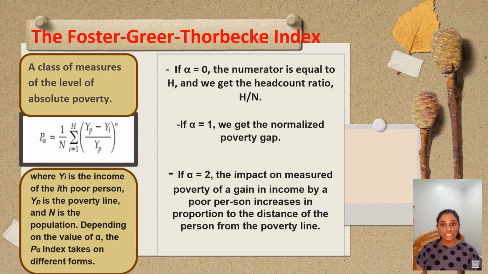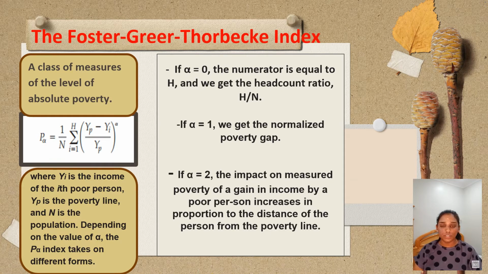A well-known poverty index that in certain forms satisfies all four criteria is the Foster-Greer-Thorbecke FGT index, often called the PA class of poverty measures. Foster-Greer-Thorbecke FGT is an index of a class of measures of the level of absolute poverty. The PA index is given by the figure below, where YI is the income of the I-th poor person, YP is the poverty line, and N is the population. Depending on the value of A, the PA index takes on different forms.